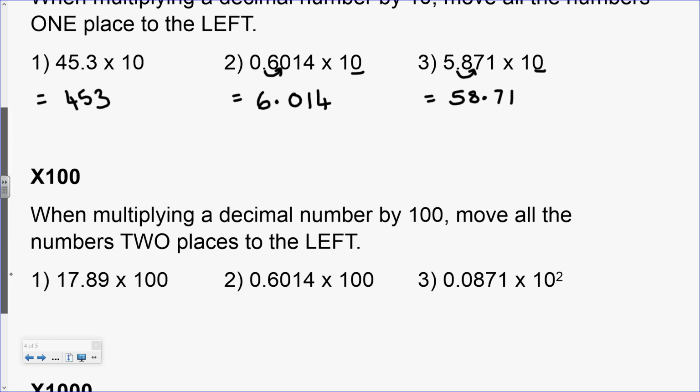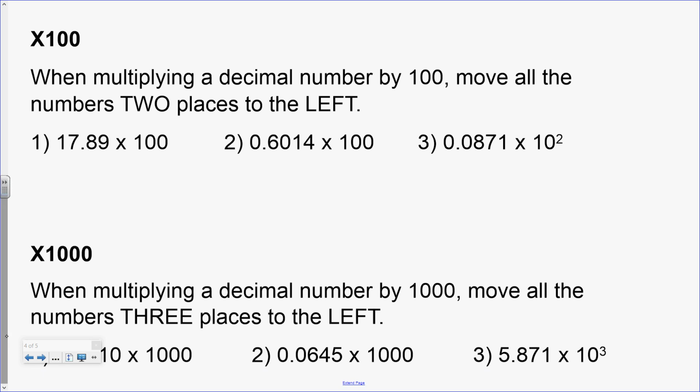Okay, let's see if the same thing applies when we're timesing by 100. So this time, we've got a decimal number. We're timesing by 100. We saw from the place value chart, we're going to move all the numbers 2 places to the left. Okay, so if we move the numbers 2 places to the left, we're going to have 1,178.9.